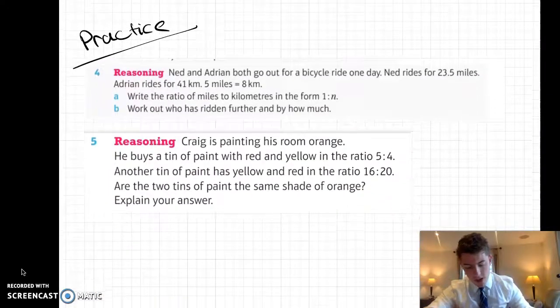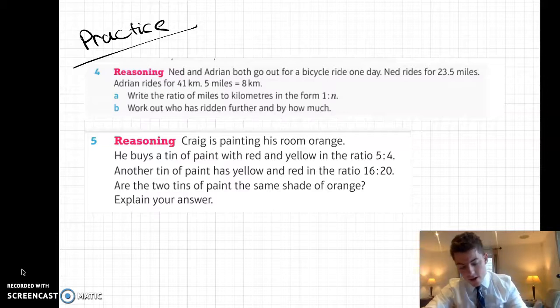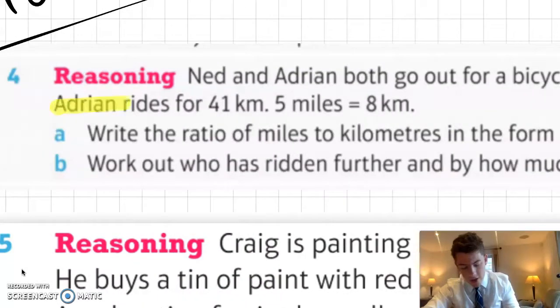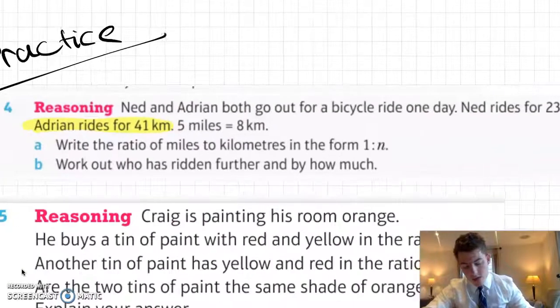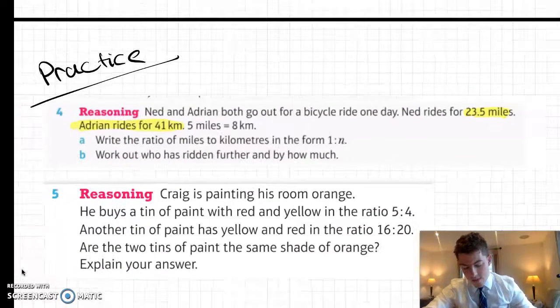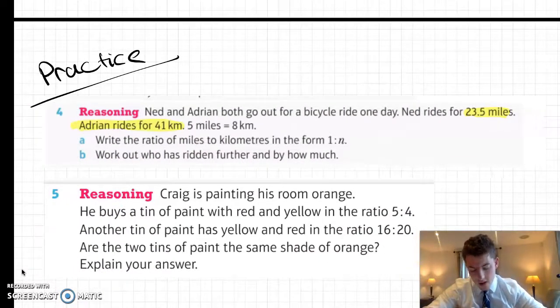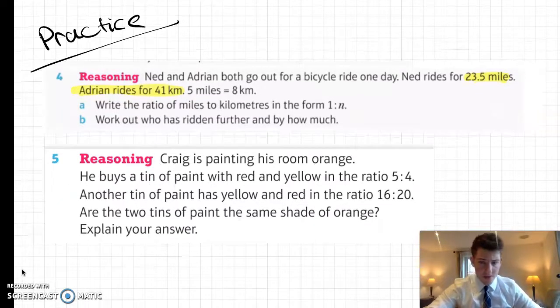And then you've got 2 more practice questions. Again, Ned and Adrian both go on a bike ride. Ned rode 23.5 and Adrian's 41. And so what you're doing here, you're going to convert Adrian's ride into miles. Actually, yeah, miles or vice versa. You can put his into kilometers. And then, yeah, write the ratio of miles to kilometers in the form 1 to n. We did this last lesson. And who has ridden further?